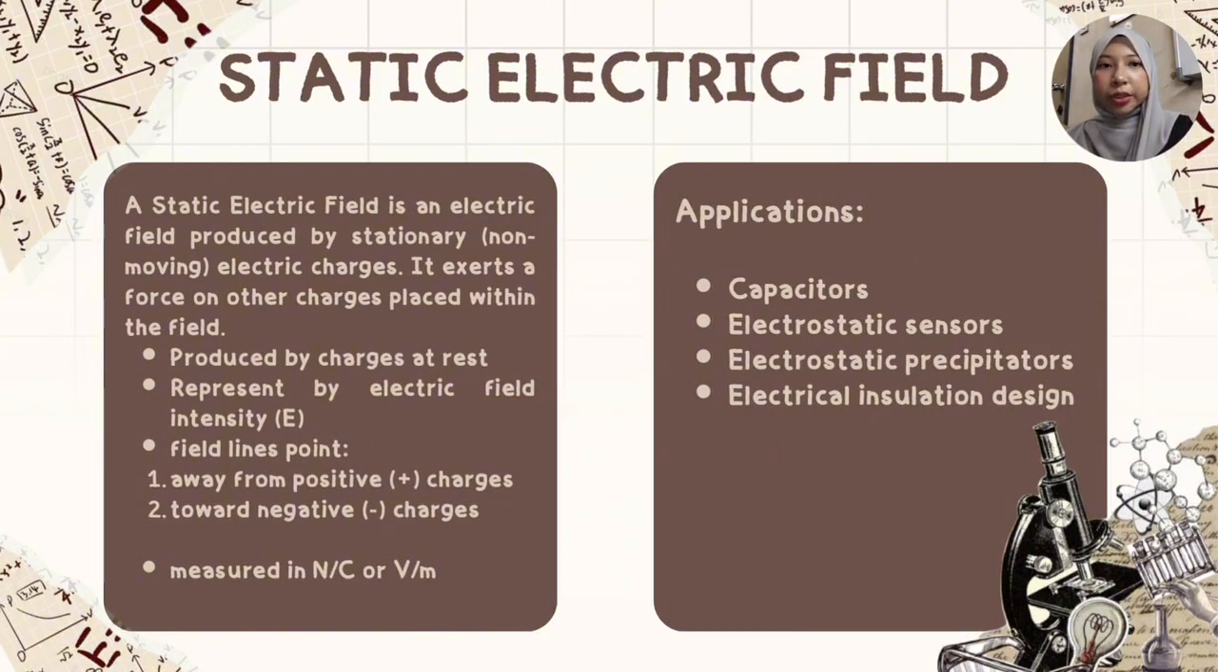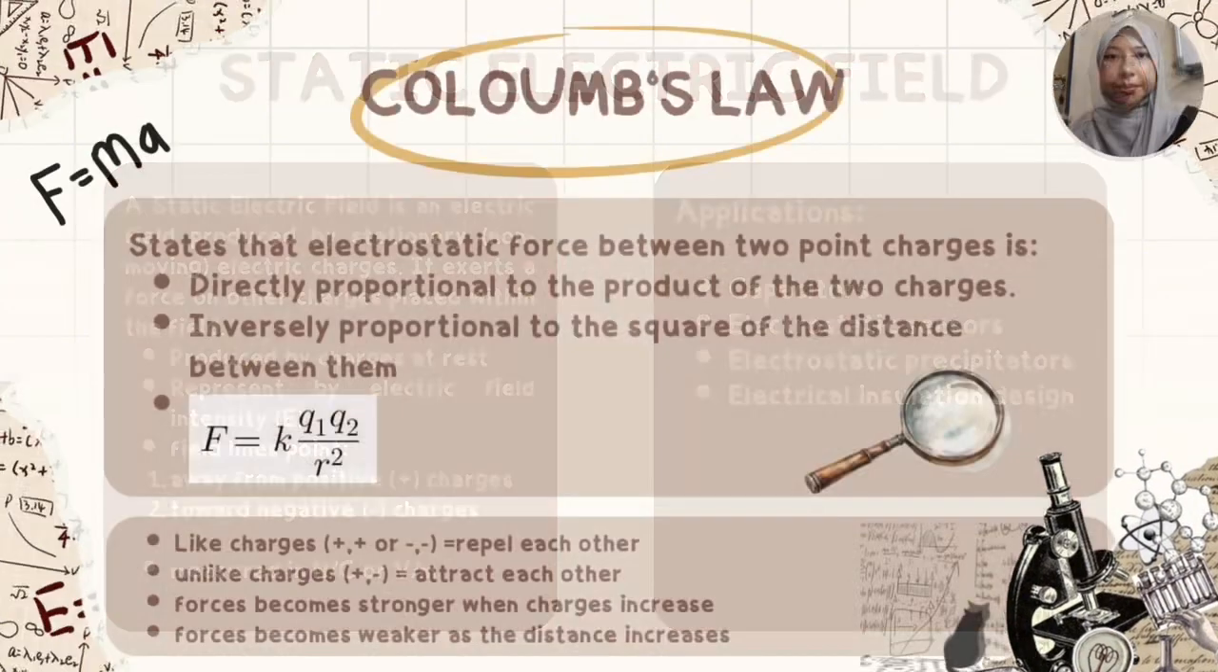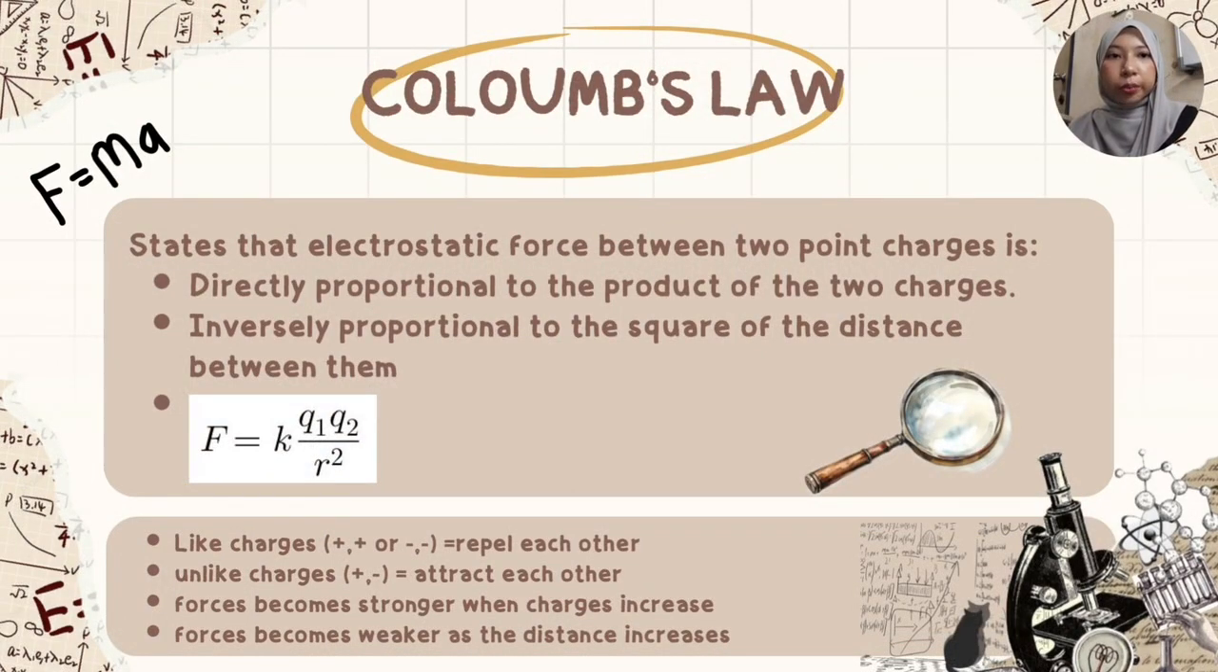The electric field is represented by the symbol E and is measured in newtons per coulomb or volts per meter. The field lines always point away from positive charge and toward negative charge. Understanding static electric field is important because they form the basis for concepts such as Coulomb's law, Gauss' law, and electric potential. For Coulomb's law, it explains the electrostatic force between two point charges.